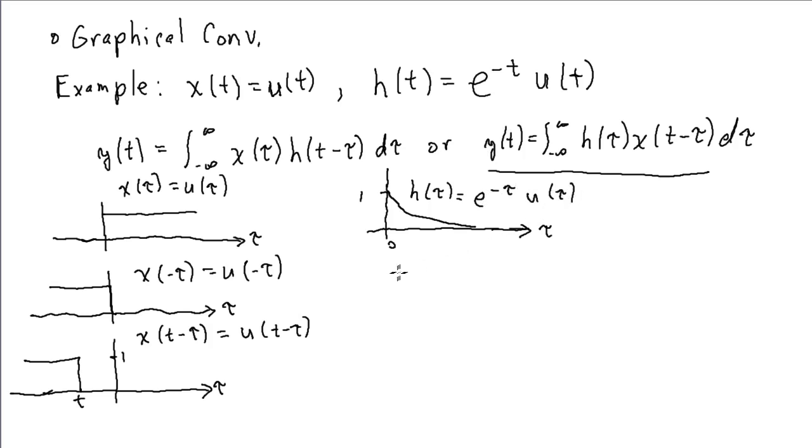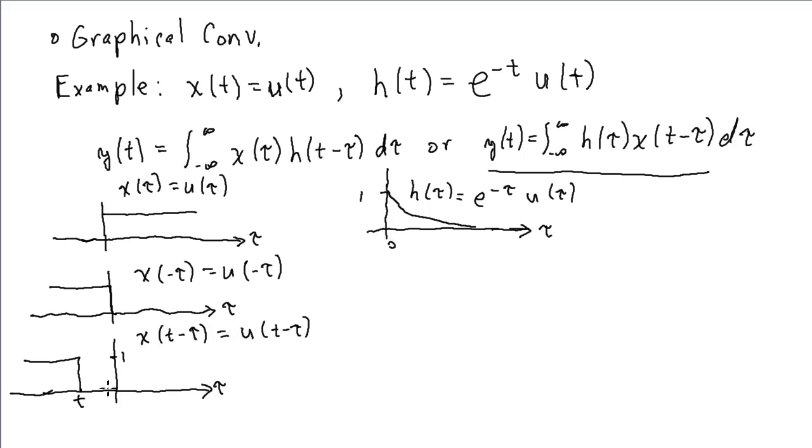And what I have to look at is actually I'm integrating over the product of these two functions, the one here in the lower left and this h of tau function, for different versions of t. And I can see that as long as t is less than 0, then the product of these is going to be 0 everywhere, because this function is 0 for all tau negative.